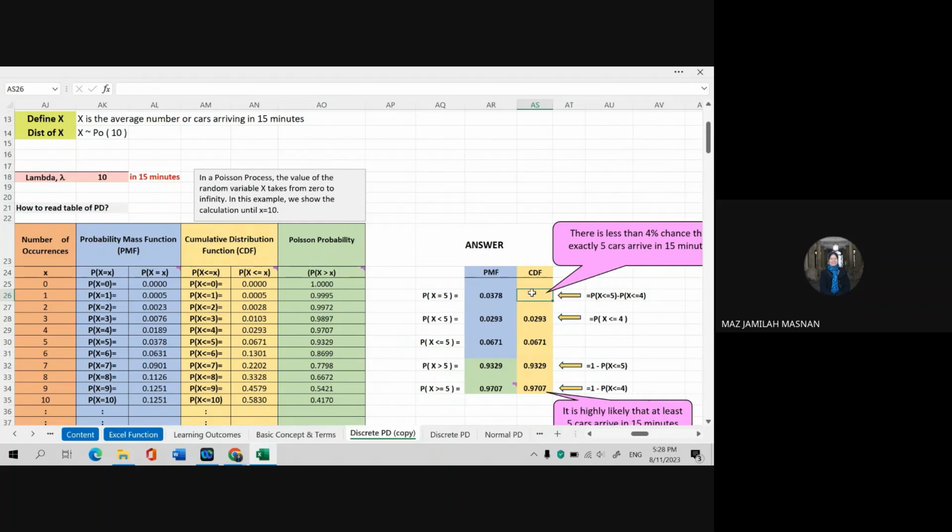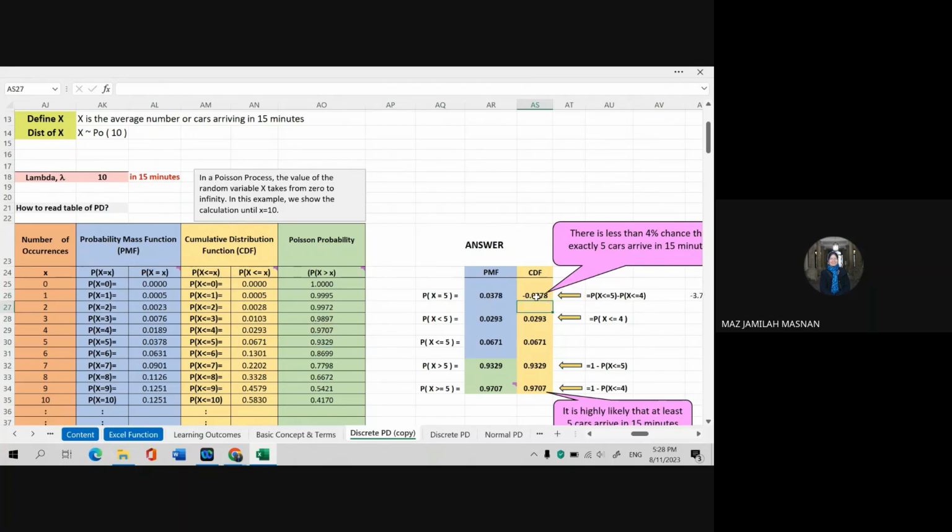To find the probability of x equal to 5 using the CDF, you have the formula here: probability of x less than or equal to 5 minus probability of x less than or equal to 4. So using that formula, it is less than or equal to 5 minus less than or equal to 4.